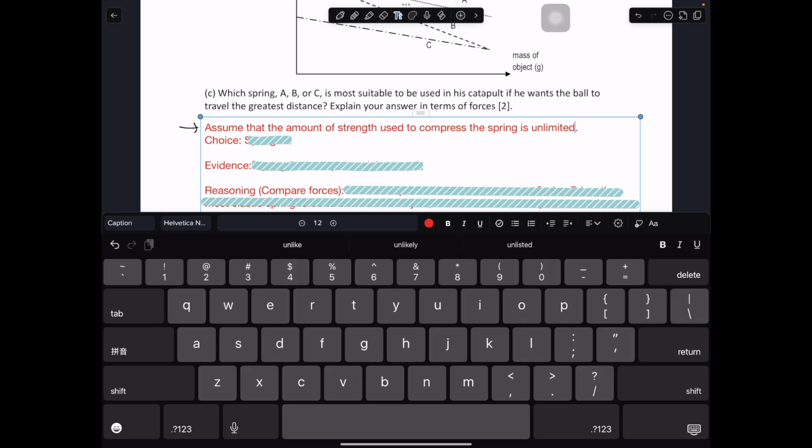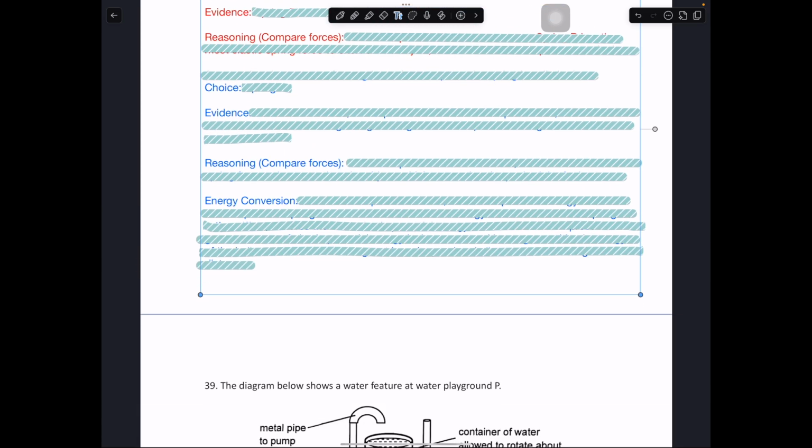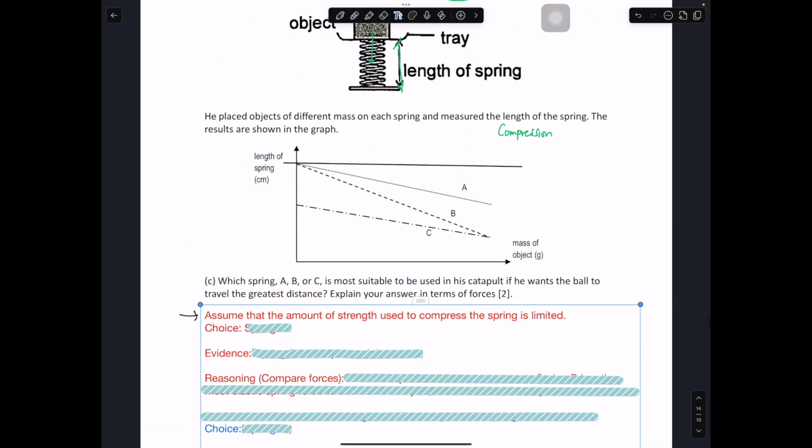Okay, let me just adjust it. That means the amount of strength used to compress the spring is limited, right? Then you probably would have chosen B.